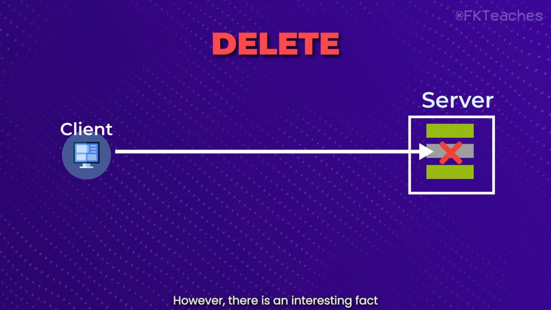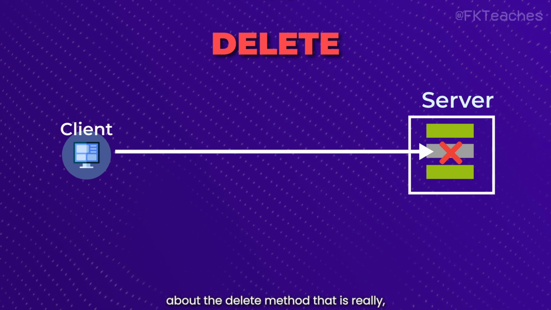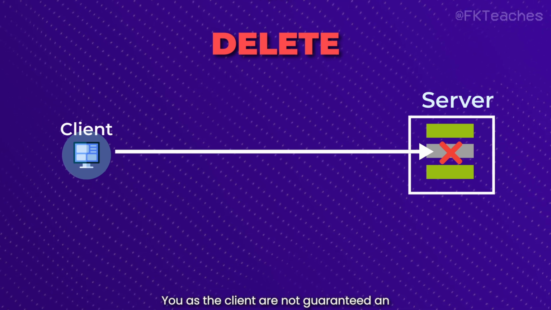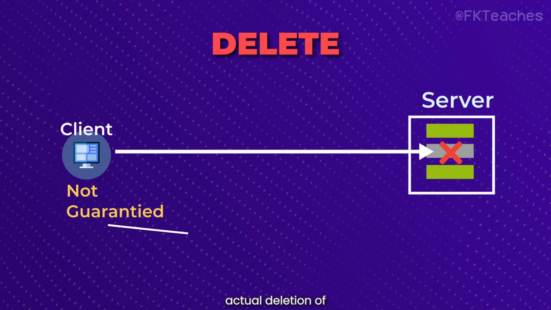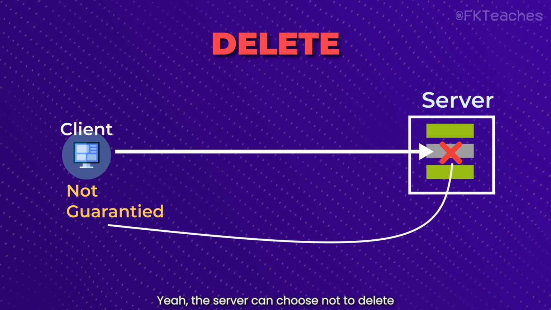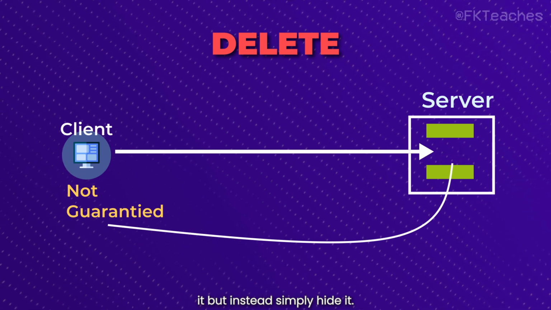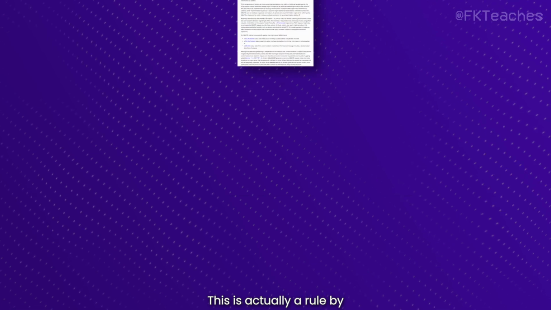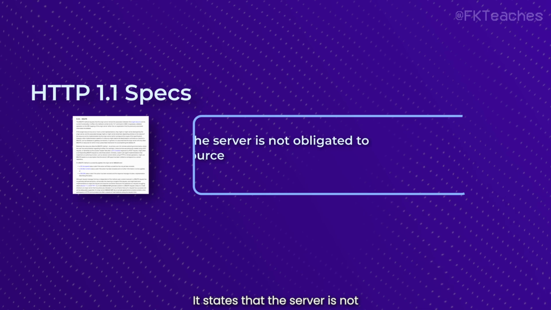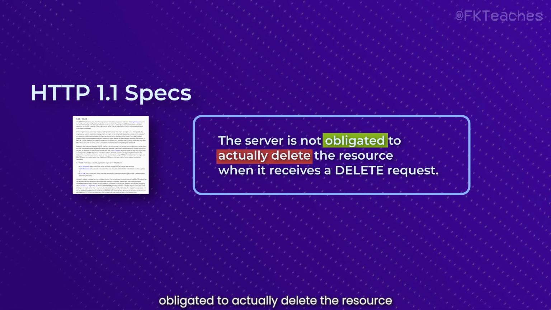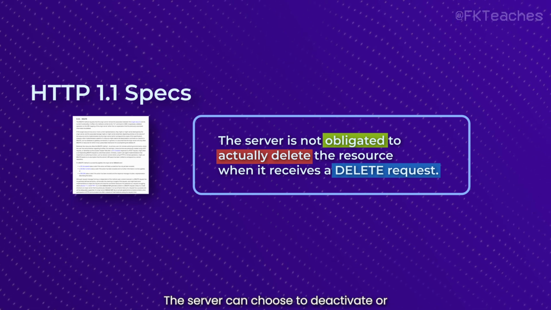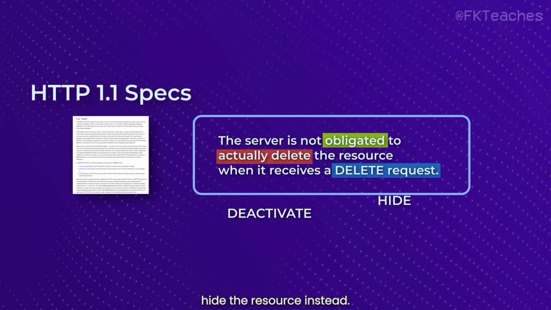However, there is an interesting fact about the delete method that is really important and can even be shocking. You as the client are not guaranteed an actual deletion of the specified resource. Yeah, the server can choose not to delete it, but instead simply hide it. This is actually a rule by the HTTP 1.1 specification. It states that the server is not obligated to actually delete the resource when it receives a delete request. The server can choose to deactivate or hide the resource instead.